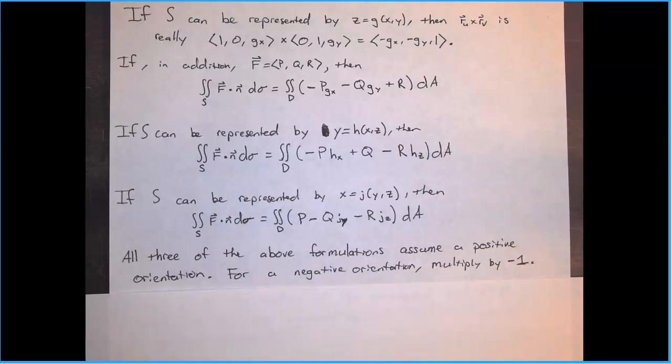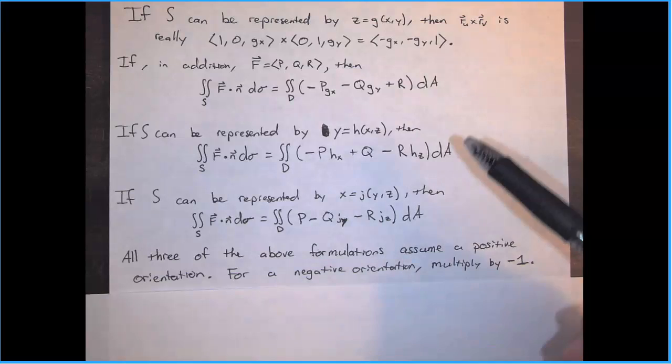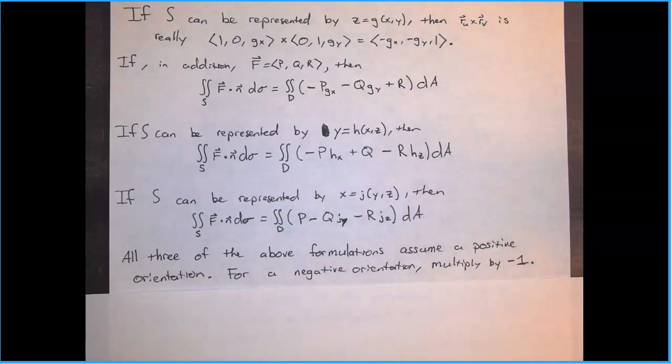Another thing to keep in mind is we haven't talked about the orientation of these surfaces. So all of these three formulations are assuming that we have a positive orientation of our surface. If you're asked to use a negative orientation for your surface, then you just multiply this formula by -1. Because remember, changing orientation of your surface is the same as multiplying by -1. Okay, let's take a look at an example.